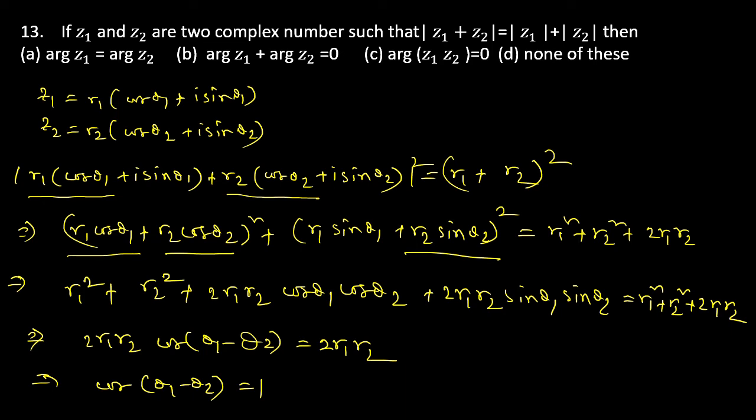Now the options are: argument of z1 equal to argument of z2, argument of z1 plus argument of z2 is 0, and argument of z1 into argument of z2 is 0. Since cos of theta 1 minus theta 2 is 1, it means cos 0. So theta 1 minus theta 2 is 0, so theta 1 equals theta 2. So argument of z1 equals argument of z2. So this option is correct.